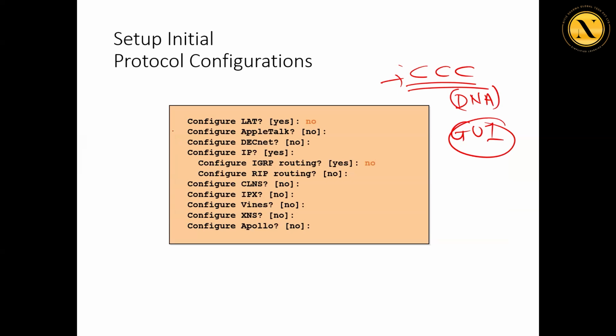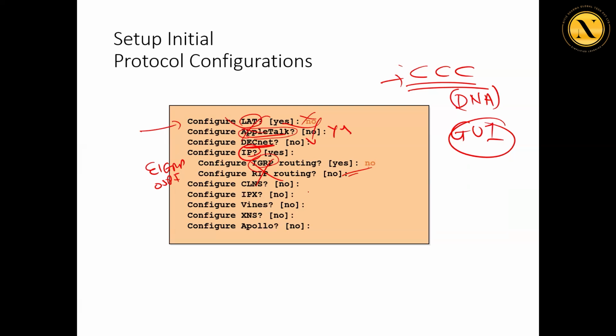Okay, so it's asking you, do you want to configure this protocol? No. That protocol, if your company is using AppleTalk, then you can say yes. I am not. If your company is using this old protocol, DECnet, you can say yes. But we are only saying yes to IP and no to everybody else in our course. IGRP and RIP are old. Today you might have EIGRP and OSPF, something like this, routing protocols.